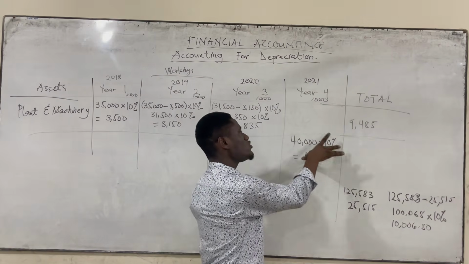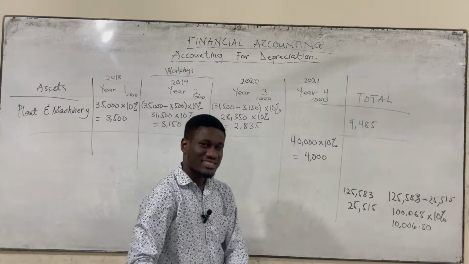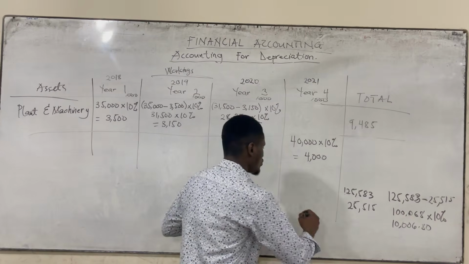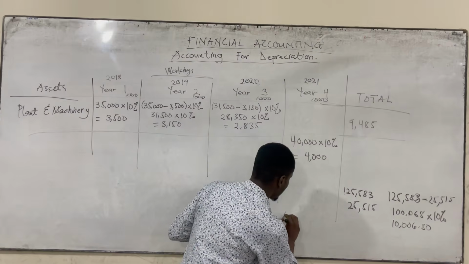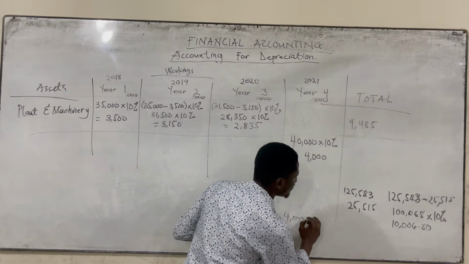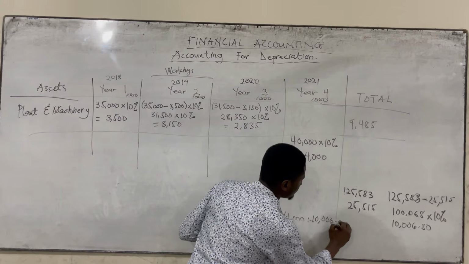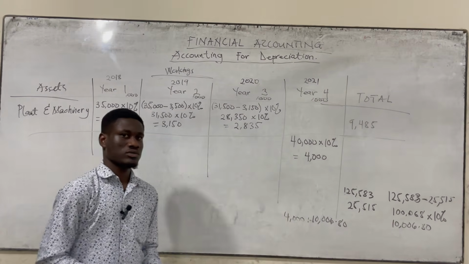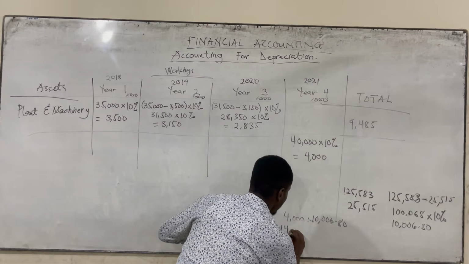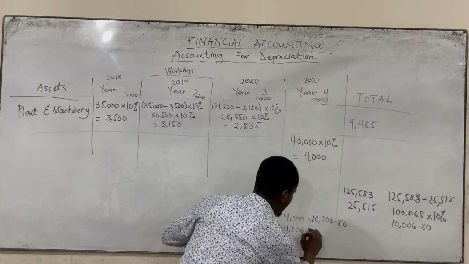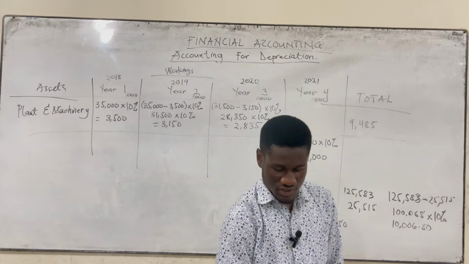You get it? And a new plant was also acquired or purchased. We are going to calculate that depreciation for that. Good. So when we want to find the yearly depreciation for 2021, it's going to be 4,000 plus 10,006.80. Do you get it? Good. So we are going to get 14,006.80 for our total depreciation for the year.